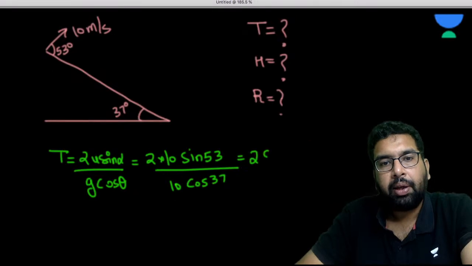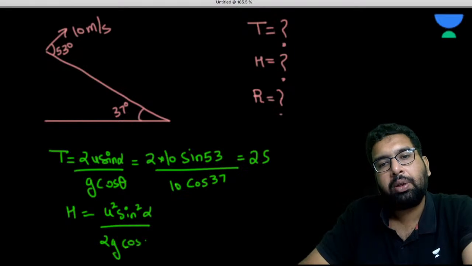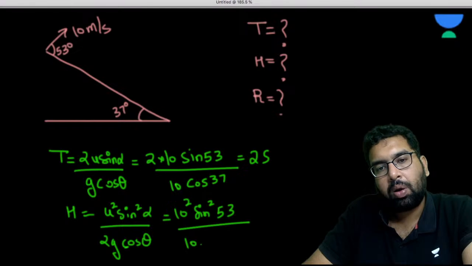Now H, it is u square sine square alpha upon 2g cos theta. So when we put all the values, that is 10 square sine square 53 degree upon 2 into 10 cos 37. So we are going to get it as 4 meter.